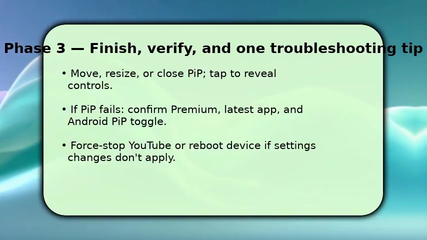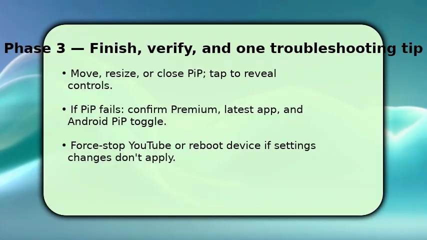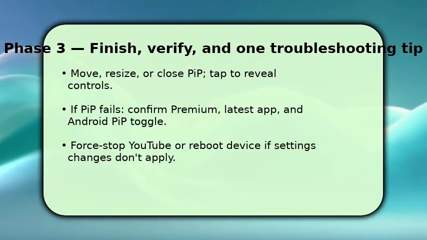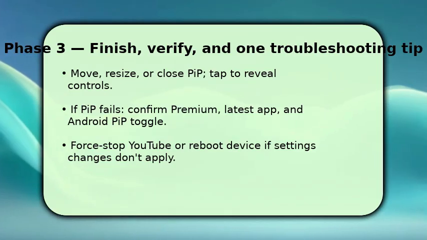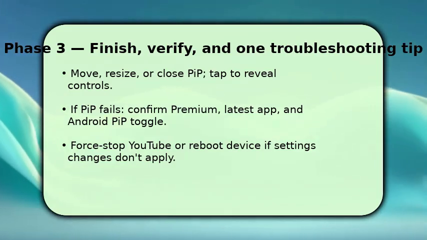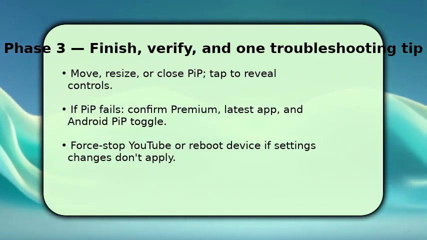If PiP doesn't work, check 3 things: your YouTube Premium status, the app version, and the Android PiP toggle you enabled earlier. Once you've fixed settings, force stop the YouTube app or reboot your phone so changes take effect. If problems persist, sign out and back into your Google account. That refresh often clears permission glitches.